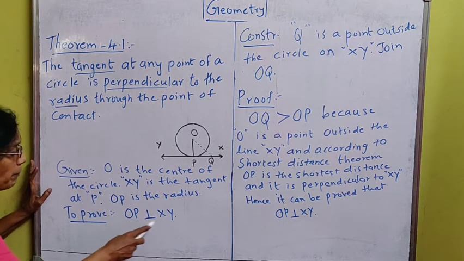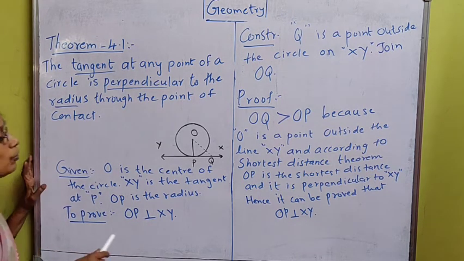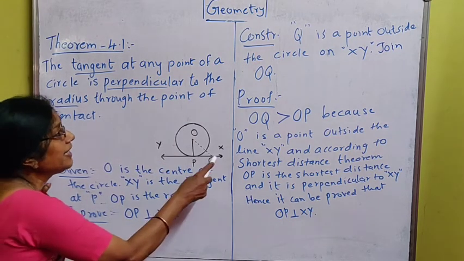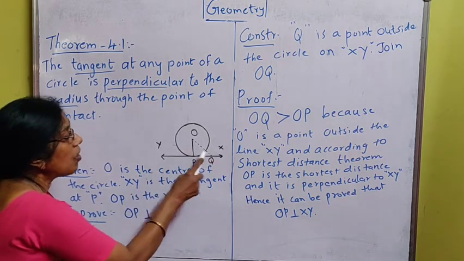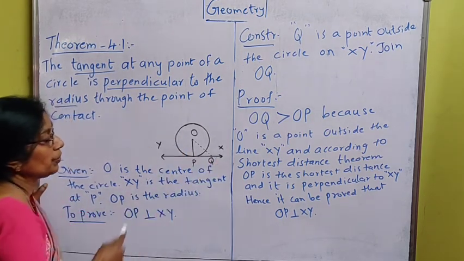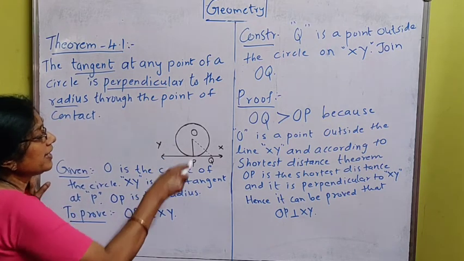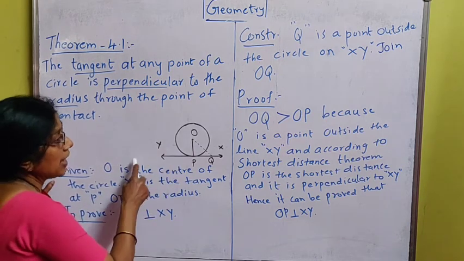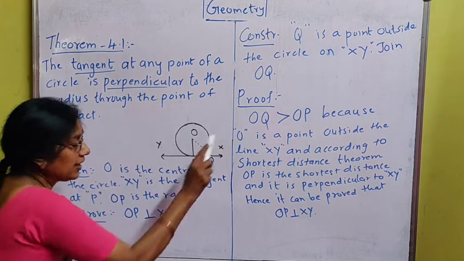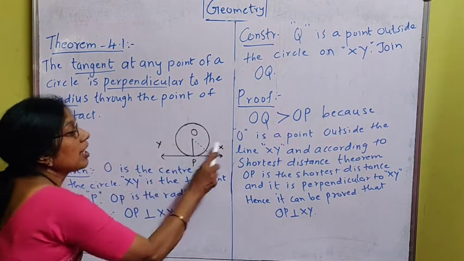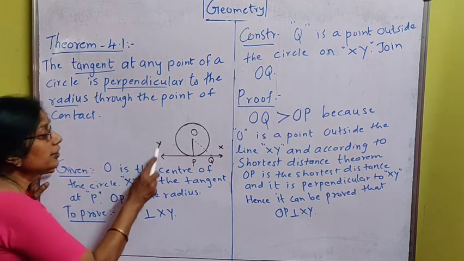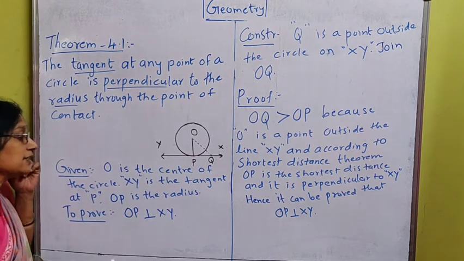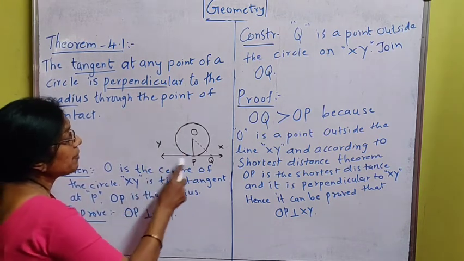What we have to prove? OP is perpendicular to XY. We cannot prove it with the diagram which is given, so we need to do a construction. What is the construction we are going to do? Q is a point outside the circle on XY, and join OQ. Looking at the diagram, OQ is greater than OP, because O is a point outside the line XY. Forget the circle. We take O as a point outside the line XY, and according to the shortest distance theorem, OP is the shortest distance and it is perpendicular to XY. Hence, it can be proved that OP is perpendicular to XY.